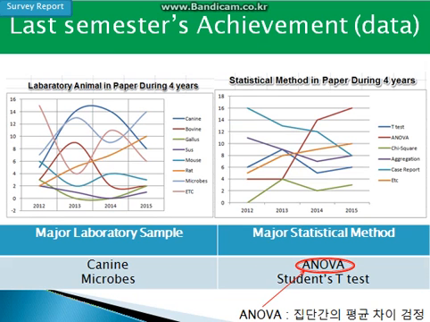In the last semester, we surveyed the statistical techniques and experimental animals used in veterinary journals for the past 4 years. Among them, ANOVA and the student t-test were the most common. In this experiment, we use the ANOVA test.